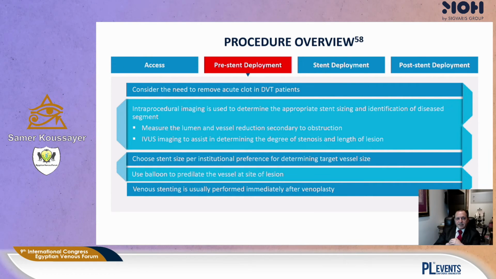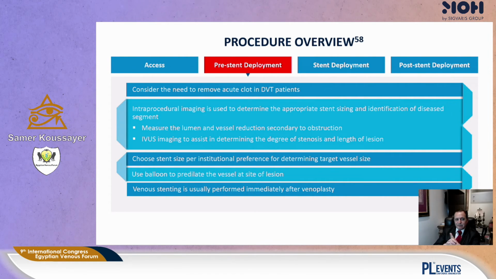Second thing, pre-stent deployment. Consider the need for removal of acute clot in DVT patients. Very important. Again, if you still have residual clot, keep the patient 24 hours more on thrombolysis. Intraprocedural imaging is used to determine the appropriate stent size and identify the diseased segment. That is the reason why the IVUS comes very handy. Measure the lumen and vessel reduction secondary to the obstruction. IVUS imaging assists in determining the degree of stenosis and length of the lesion. It's very important, the IVUS. Don't depend on venogram.